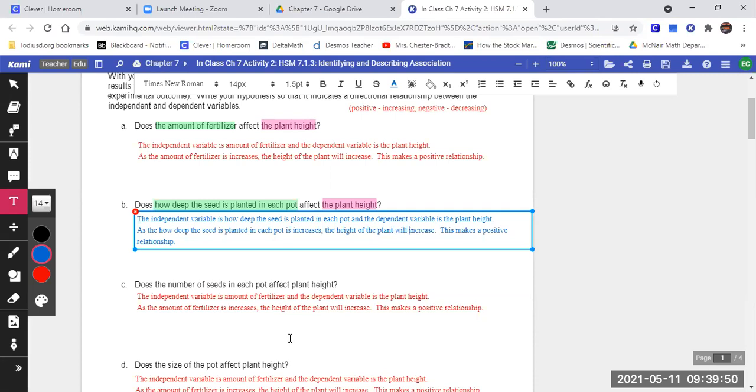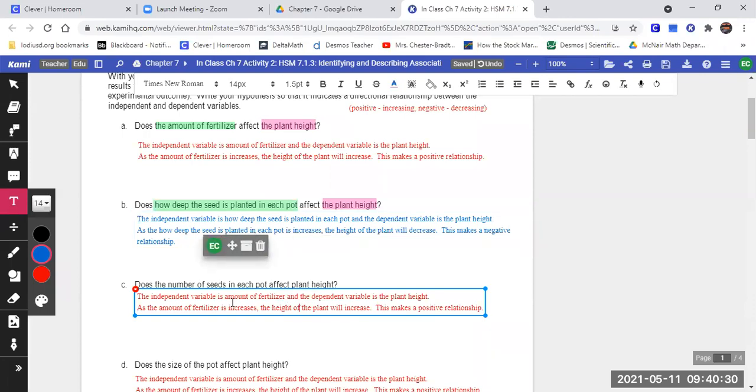We think it'll keep it small. So are we going to say the height of the plant will increase then? Does that mean stay small? No. So we have to change up these first two letters and say will decrease, right? So what kind of relationship is that then? Are we going to say positive relationship still? No, it's a negative relationship, because as one goes up, the other comes down.